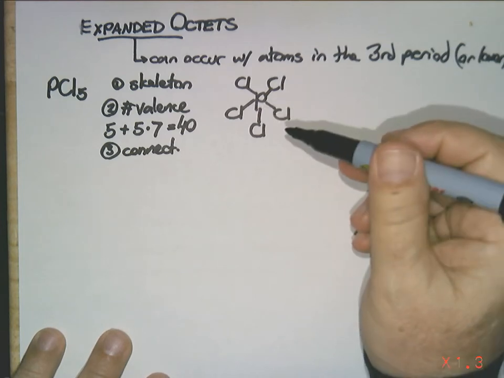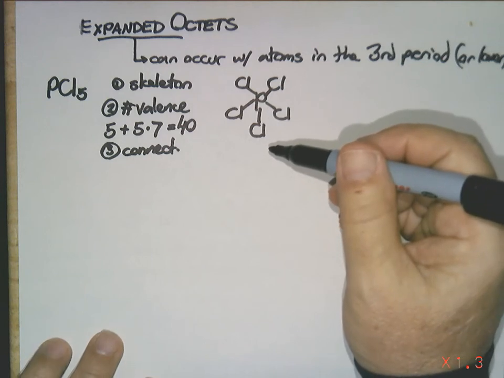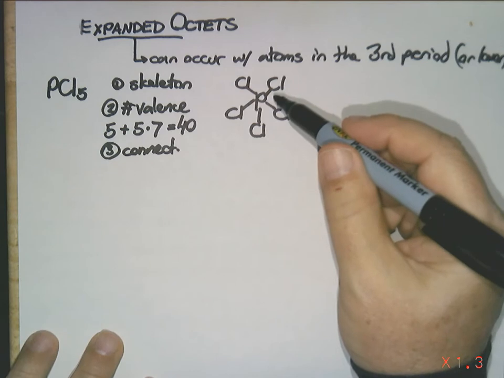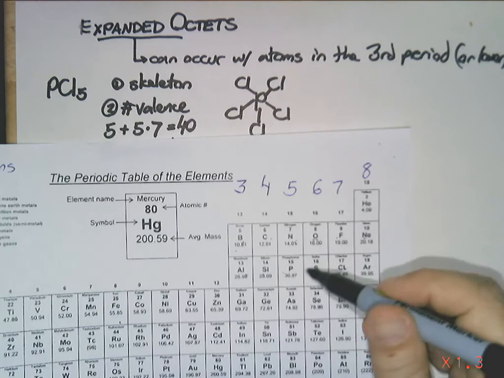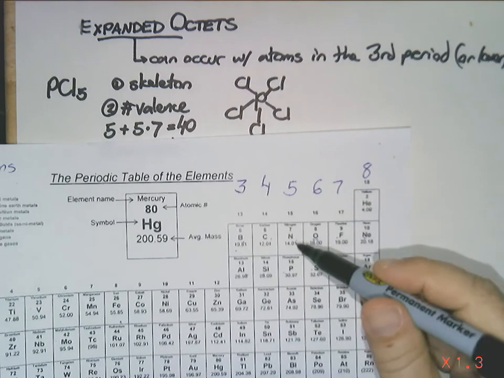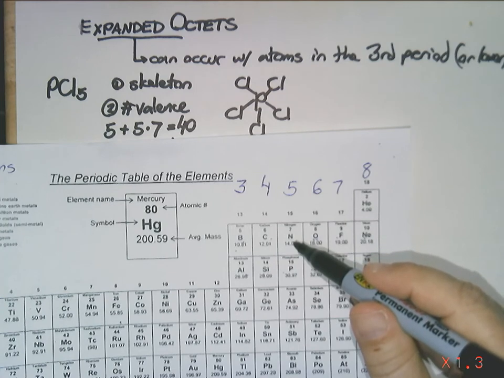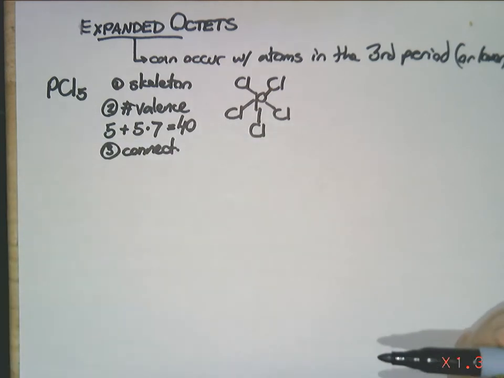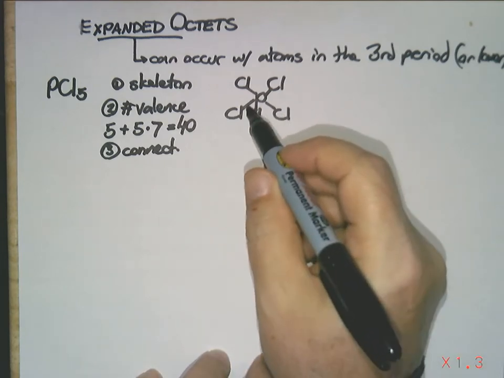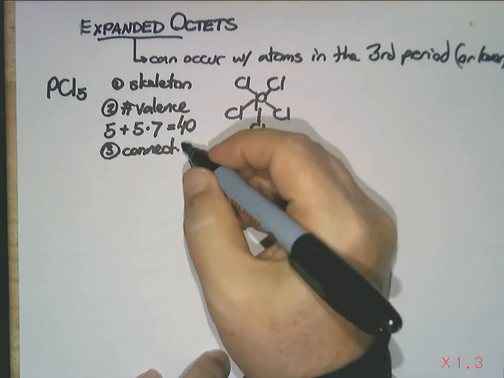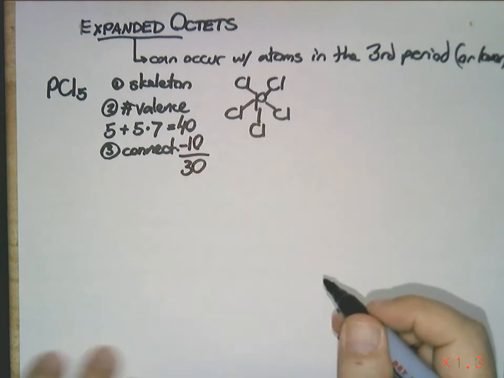But if it's a very large atom, it can actually hold more than 8 electrons around it. So this is possible. I'm going to double check when something like that happens that I am in the third row or lower. This can never happen with the second row. You can never have what we call an expanded octet with anything that's in the second row. Okay, so I connected it. Well, how much did that cost me? 2, 4, 6, 8, 10 electrons. So if I subtract out 10 electrons, I've got 30 left.